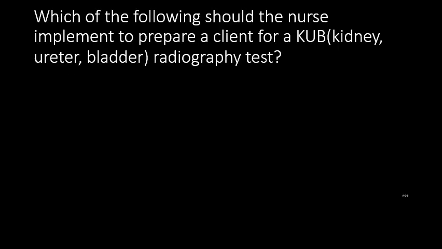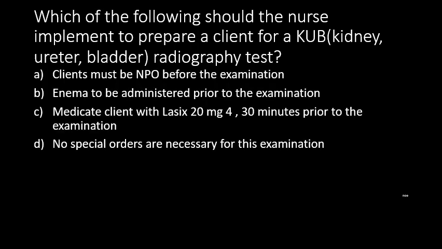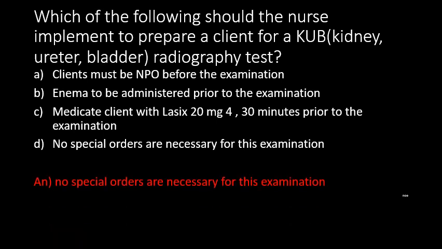Today we are discussing some nursing related questions and answers. Which of the following should the nurse implement to prepare a client for a KUB (kidney, ureter, bladder) radiography test? Option A. Clients must be NPO before the examination. B. Enema to be administered prior to the examination. C. Medicate client with Lasix 20 mg for 30 minutes prior to the examination. D. No special orders are necessary for this examination. And the answer is no special orders are necessary for this examination.